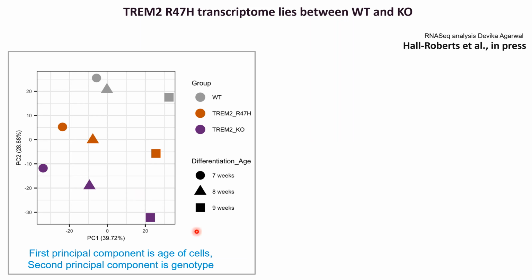Luckily, the bioinformaticians are able to correct for this. So in the downstream analysis, it's no longer an issue. But it's something to take home from this. The second principal component on this axis is the genotype, as we would expect.